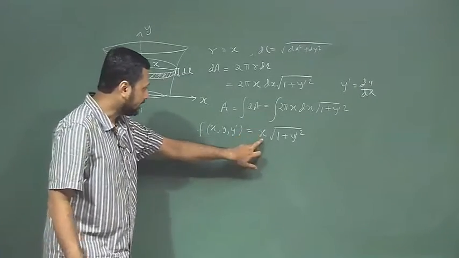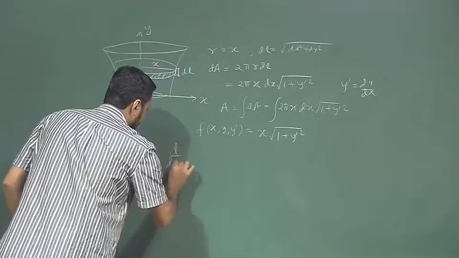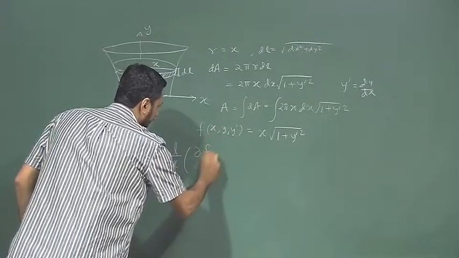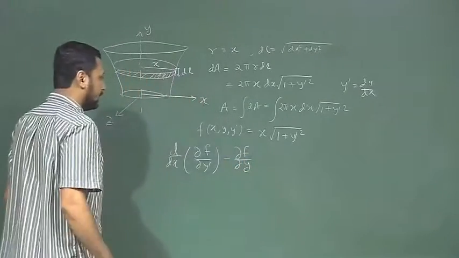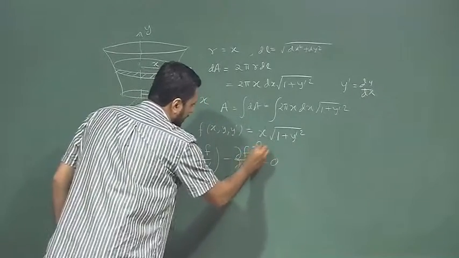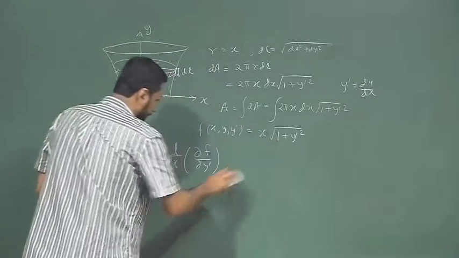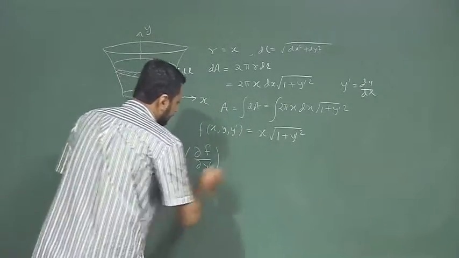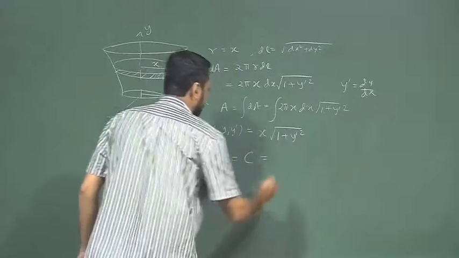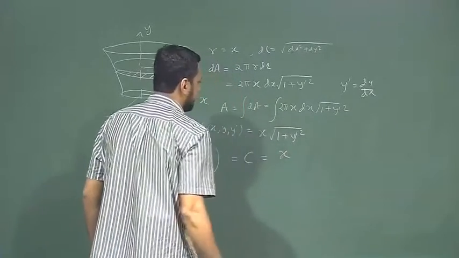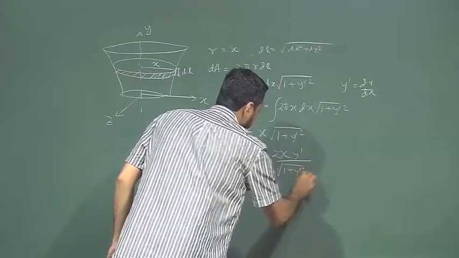This has x, it has y prime, but it does not have y. So, if I take, sorry, not L, del f del y prime minus del f del y equal to 0, we see that del f del y is equal to 0 anyway. Now, if this is the case, then this is equal to 0, which implies this is a constant c, and this particular derivative is x root over, okay, so it will be 2 y prime y plus y prime square.